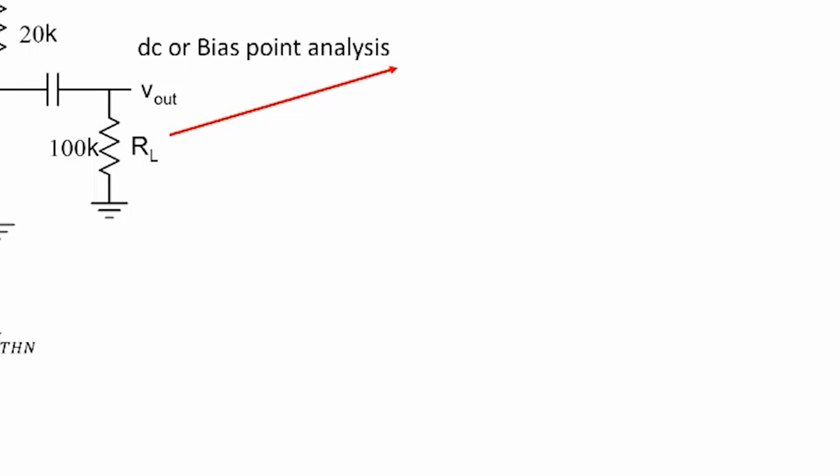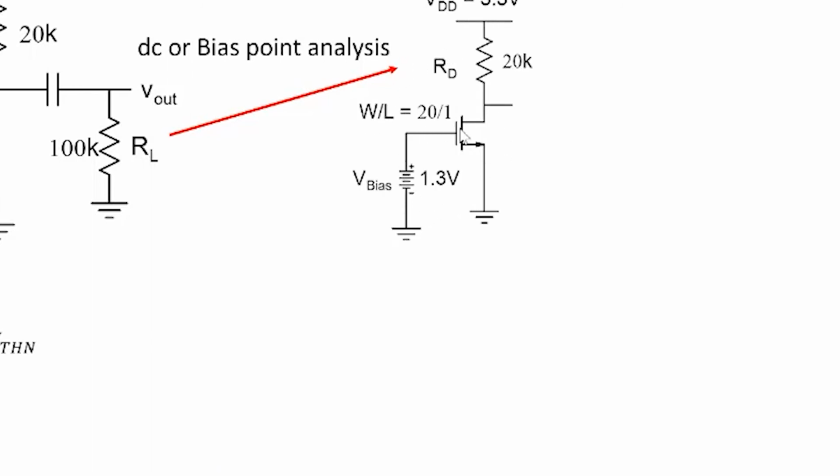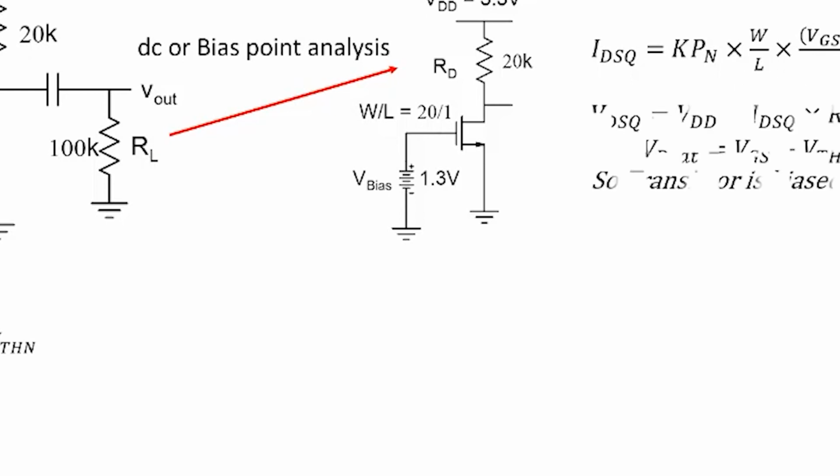So for that, we remove this particular one. The capacitor is an open circuit, so we get this circuit here. Note that W by L is 20 by 1. So we've already solved a circuit like this. IDSQ, we assume it to be in saturation, so we get 90 microamperes of current.